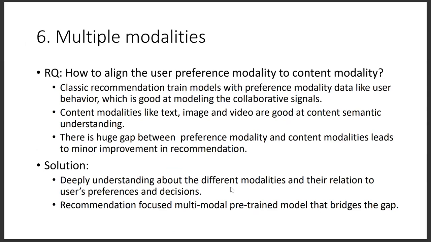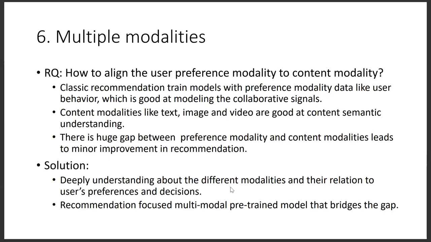Our next challenge is about the tutorial today, the multiple modality and how to align the user's preference modality to the content modality. As I introduced before, the classic recommendation systems train the model mainly with the user's preference modality, the user's behavior. And the content modalities like text, image, audio, video are very good at content semantic understanding. But unfortunately, there is a huge gap between the two kinds of modality, the user preference modality and the content modality.